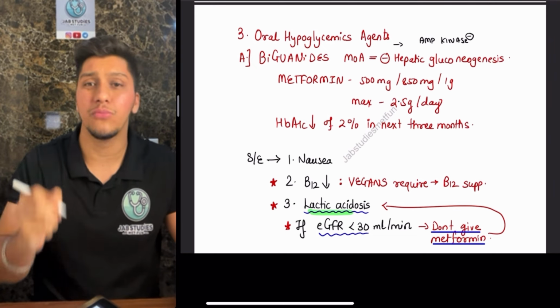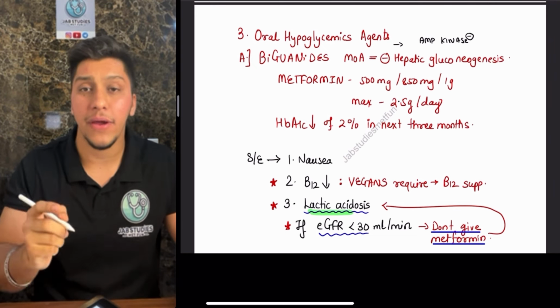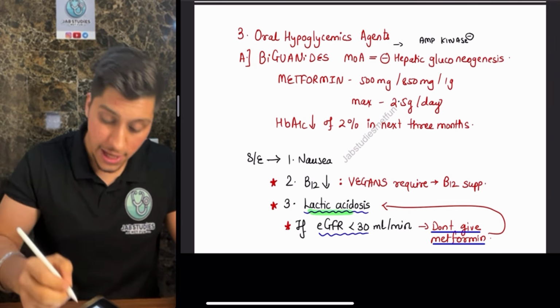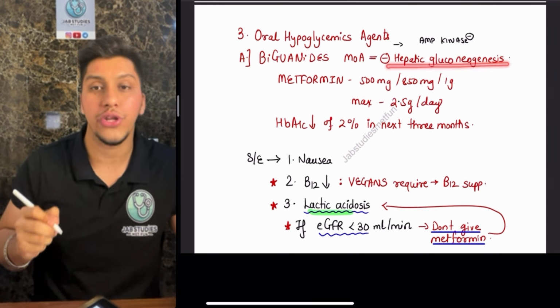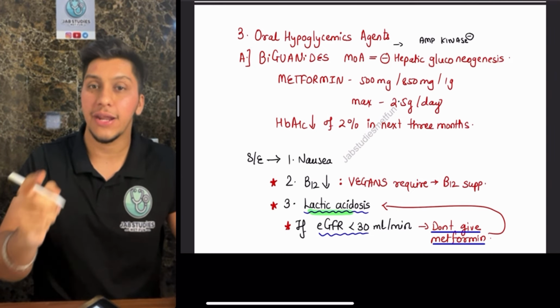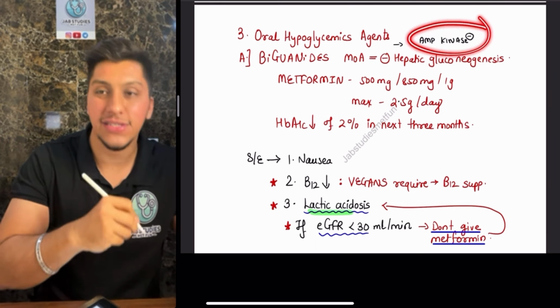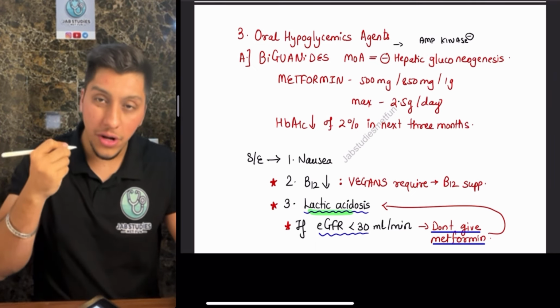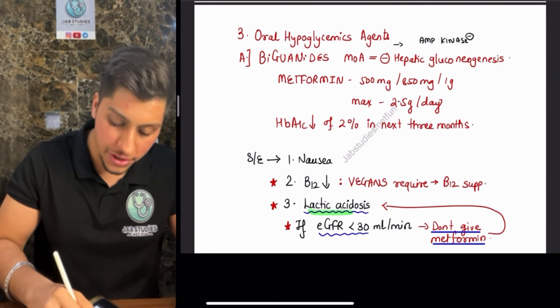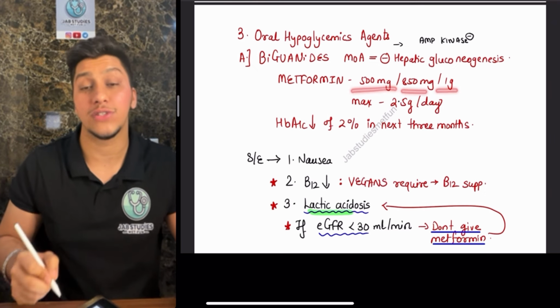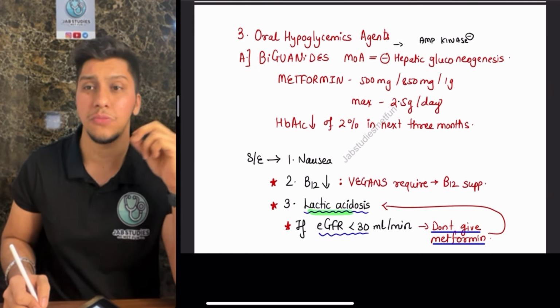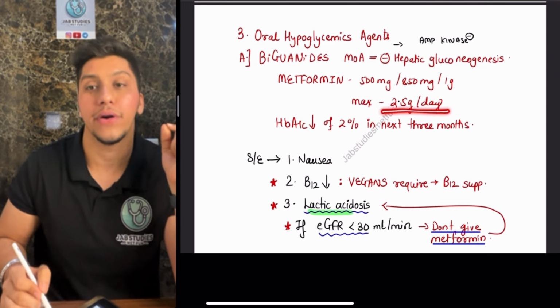So if you talk about the mode of action, remember what it does is it inhibits hepatic gluconeogenesis. Another option can be that it is an AMP kinase activator. How are the doses? You see it in 500 milligram, 850, and 1 gram as well. The maximum dose should be 2.5 gram per day.